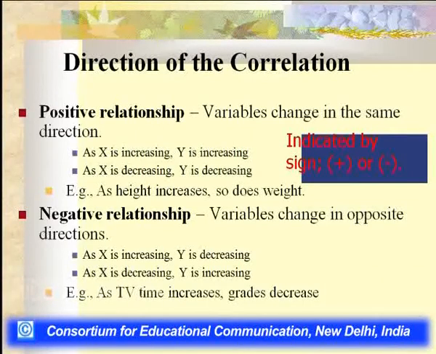Now coming on to a negative direction relationship, the variables change in the opposite direction. As x is increasing, y is decreasing. As x is decreasing, y is increasing. For example, as TV time increases, grade decreases. Now we will come on with more examples to make you understand what a positive relationship is and what a negative relationship is, so that you have conceptual clarity in this regard.